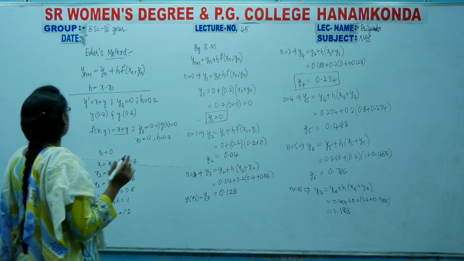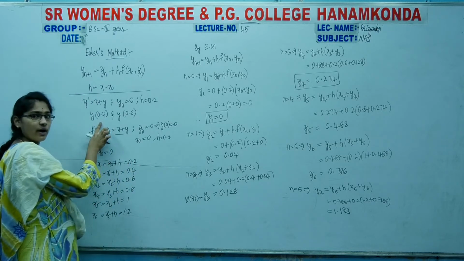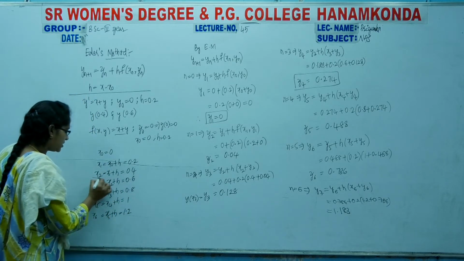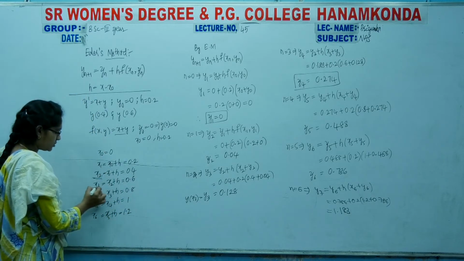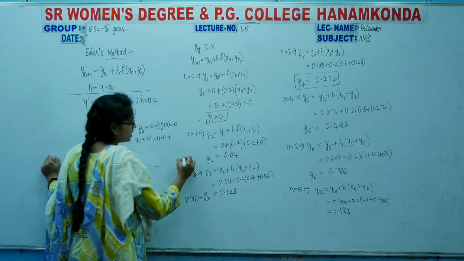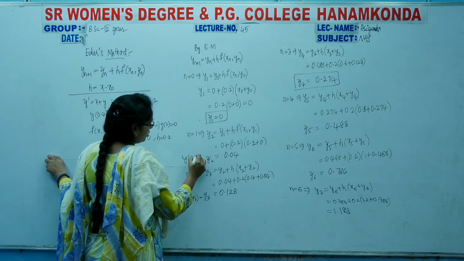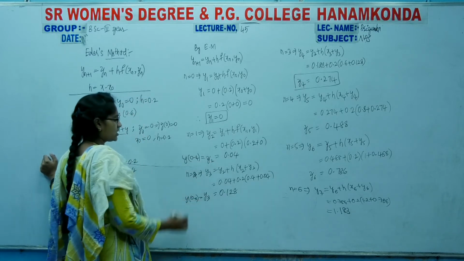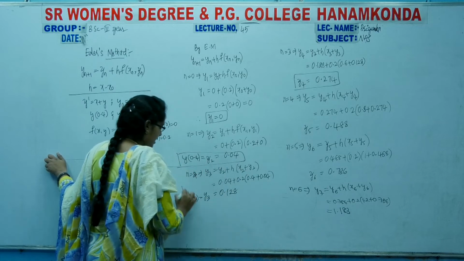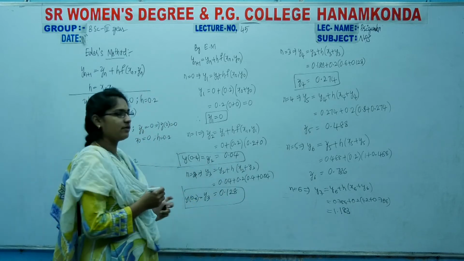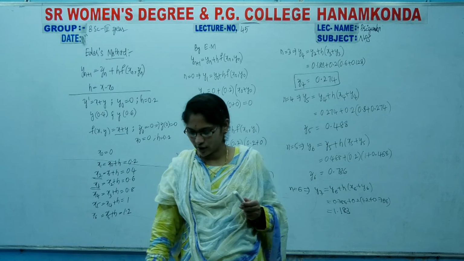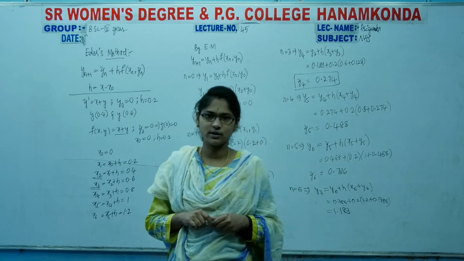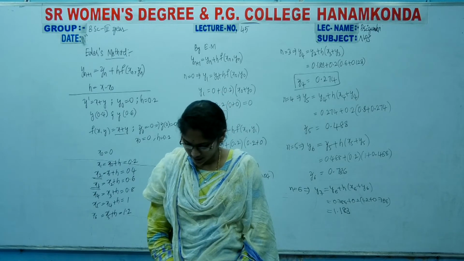So now listen. In the question what they asked is y of 0.4, y of 0.6. If you observe, y of 0.4 means x2. y of 0.6 means x3. So these are the values they specially asked. Therefore what you have to write: y of 0.4 is 0.04 and y of 0.6 is equal to 0.128. That's it. This is nothing but the Euler method. Next.